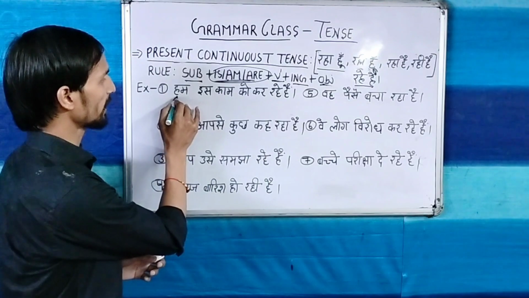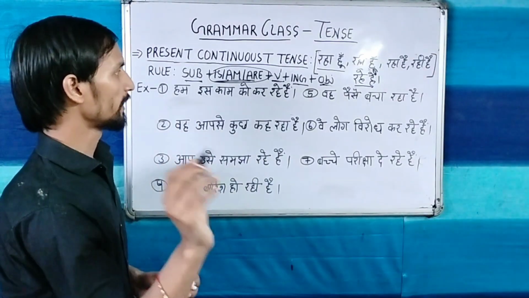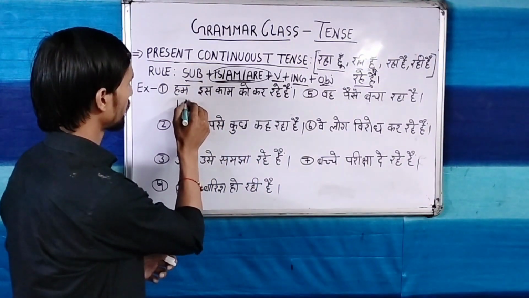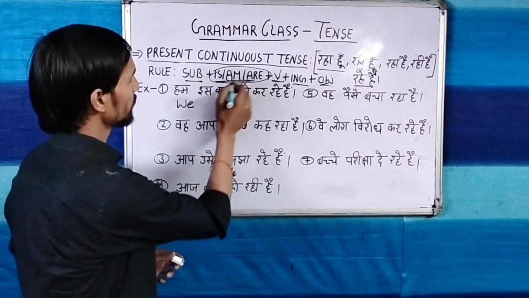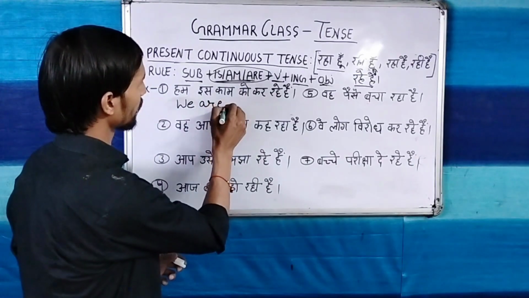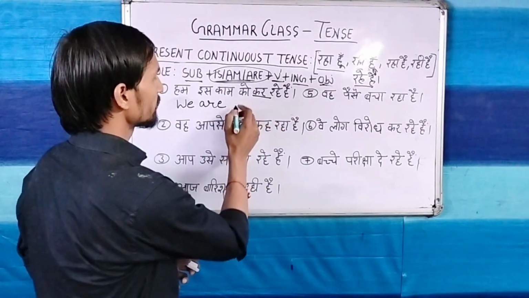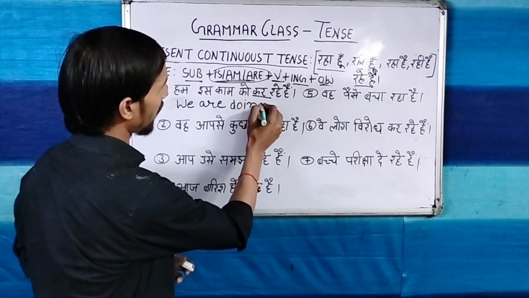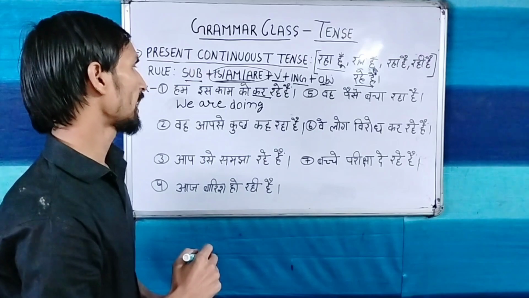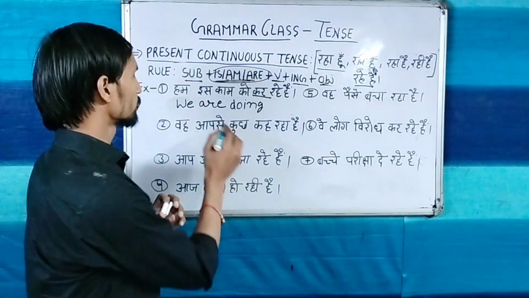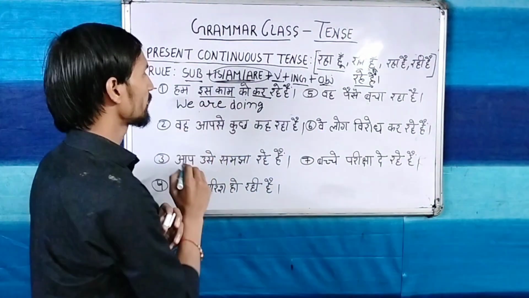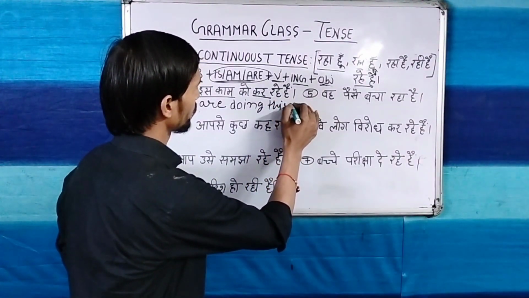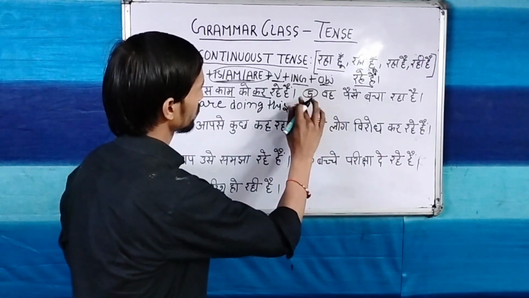So this sentence has been given, हम इस काम को कर रहे हैं. So subject is here, हम means we, with we use are, we are. करना, that is the main verb, and with do you will add the ing in the last of the main verb. So we are doing, and what is the object? Object is we are doing this work. We are doing this work.